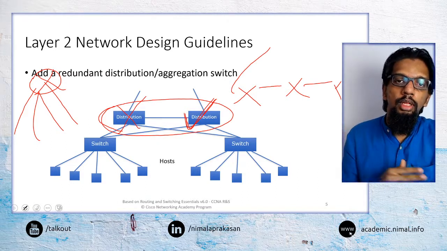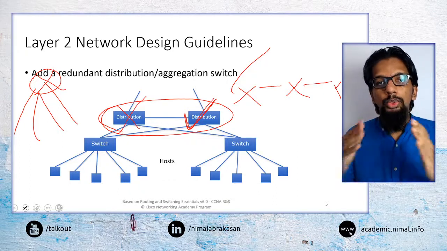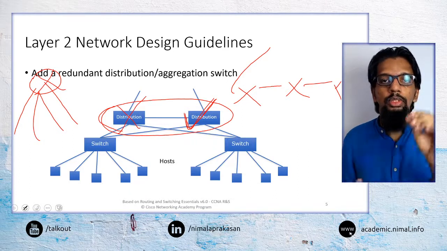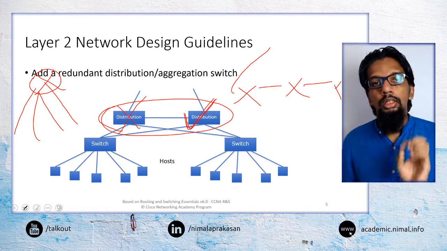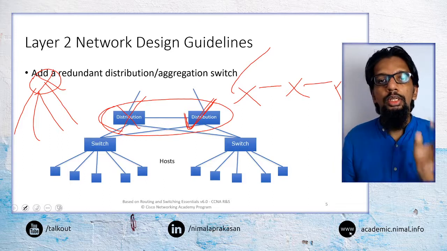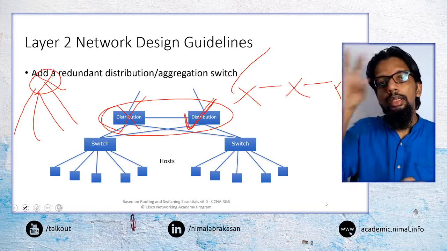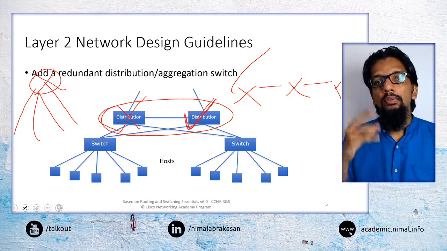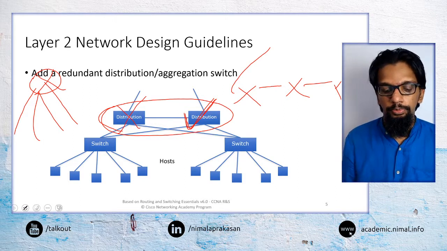So even if all the access switches are connecting to a single distribution switch, if that one fails, the whole network will fail. So at that layer, we need to introduce some level of redundancy in the form of an additional distribution switch. So now we have a level of redundancy there.